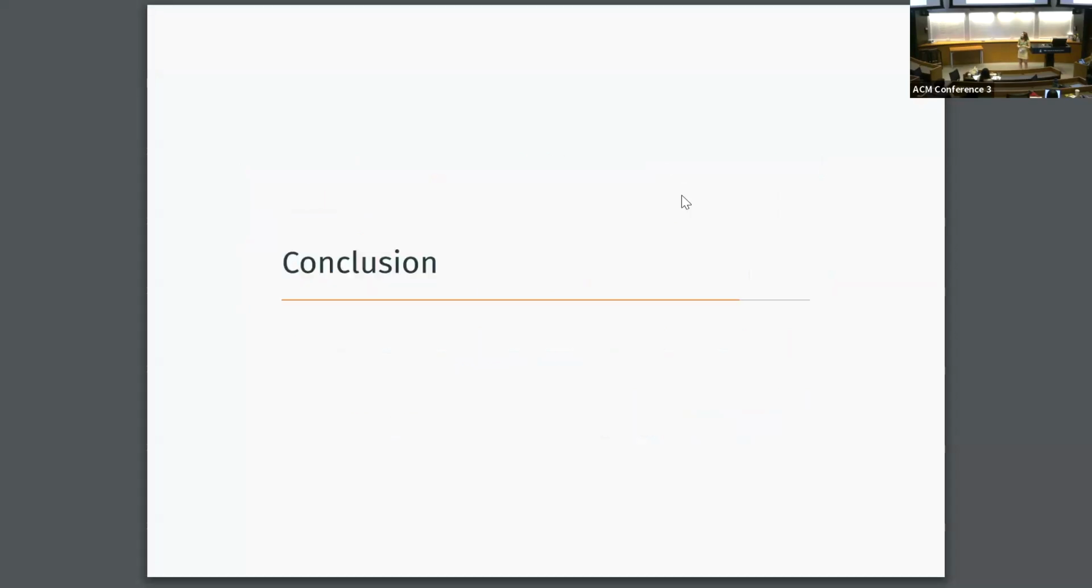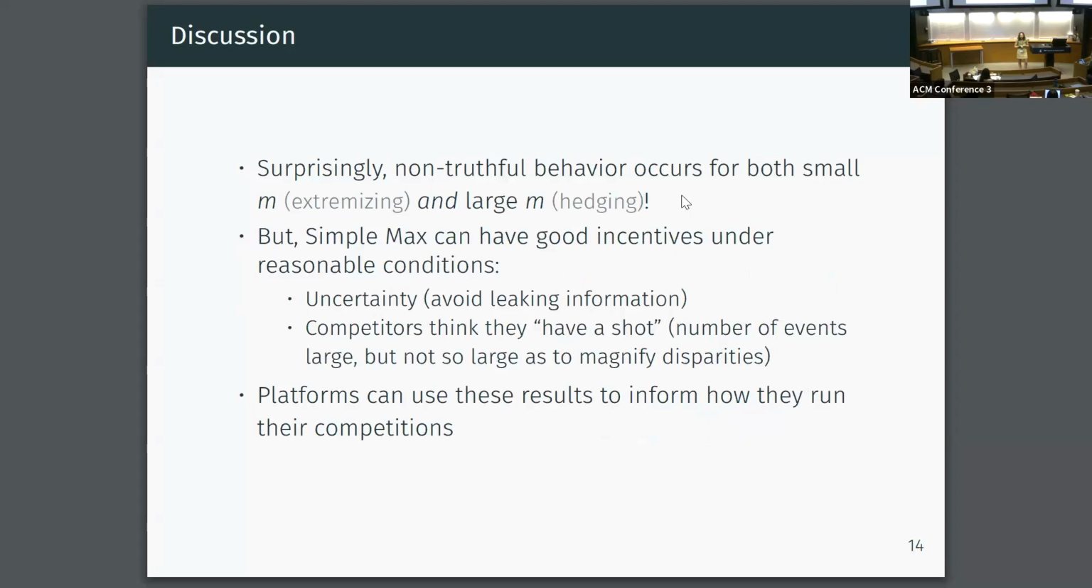Okay, so just some closing thoughts. Surprisingly, our results show that non-truthful behavior occurs for both small m, or small number of events, and large number of events. But simple max can still have good incentives under some reasonable conditions. And what's really key for that is uncertainty. And so one thing that competitions should take into account is that they really need to avoid leaking information about other people's scores, because we want to make sure people are uncertain about where they're at and how they stack up against others.